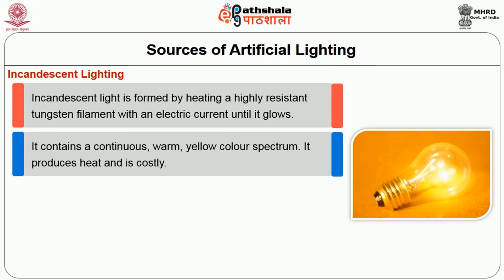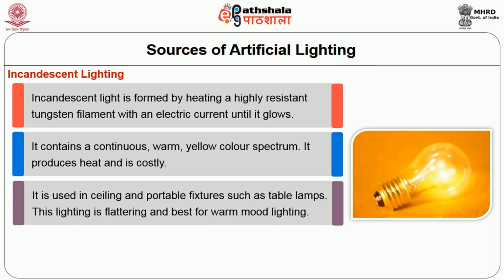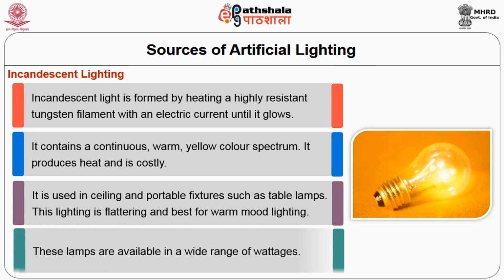It produces heat and is costly. It is used in ceiling and portable fixtures such as table lamps. This lighting is flattering and best for warm mood lighting. These lamps are available in a wide range of wattages.